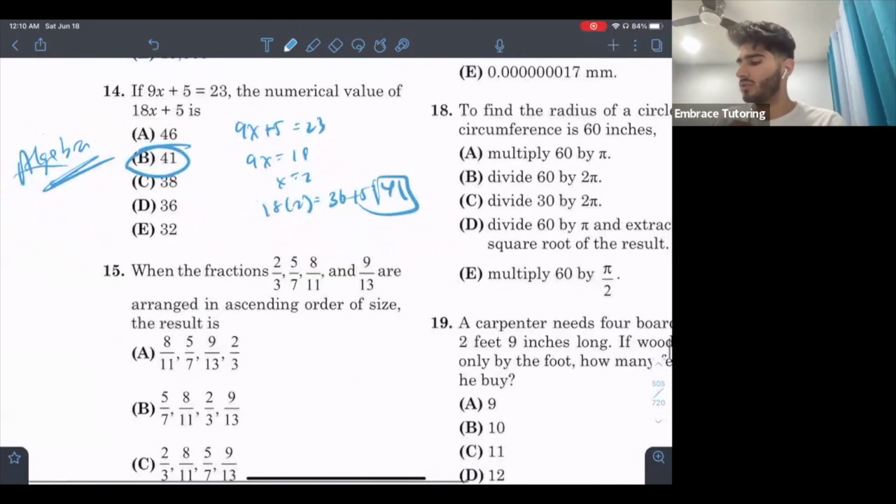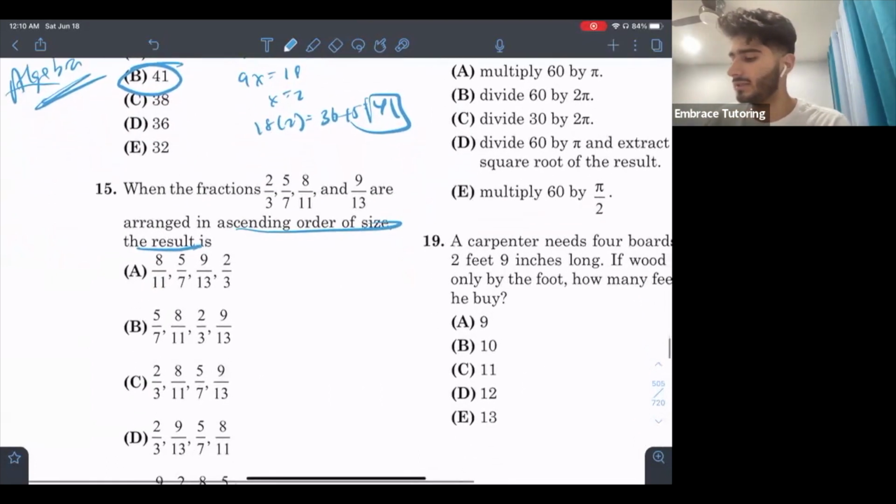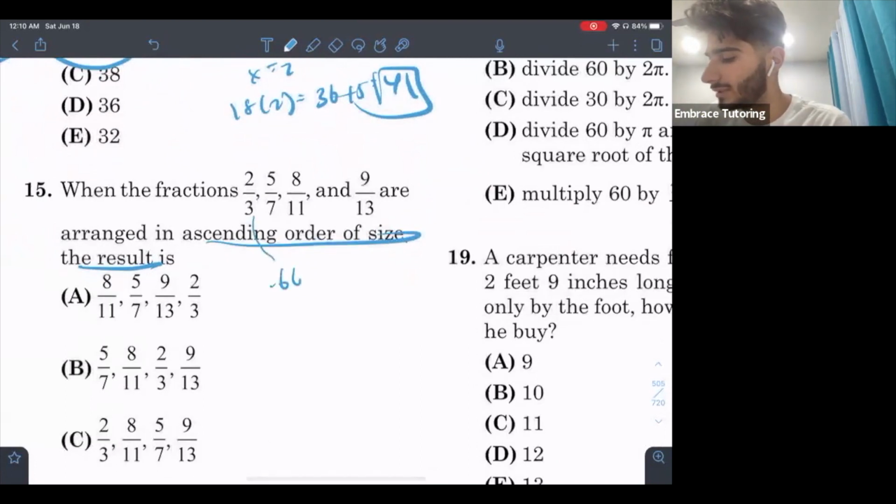When the fractions 2/3, 5/7, 8/11, 9/13 are arranged in ascending order, the result is what? So your 2/3 is 0.6666. 5/7 is 0.714. 8/11 is 0.74.